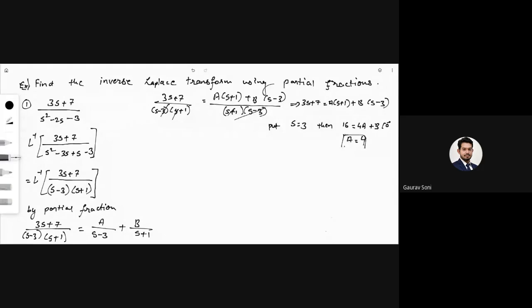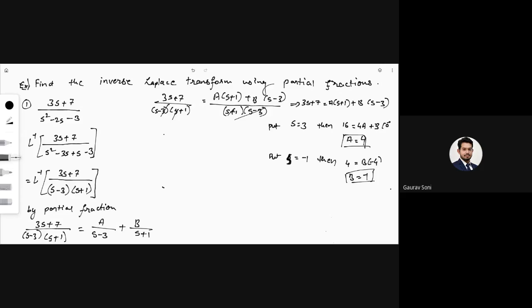Let's check the calculations. Similarly, I will put s equal to minus 1. Why am I putting these values? My target is to make one of the brackets 0. So I have minus 3 plus 7, which is 4, equal to B into minus 4. So B turns out to be minus 1. Is there anyone having a problem up to this?